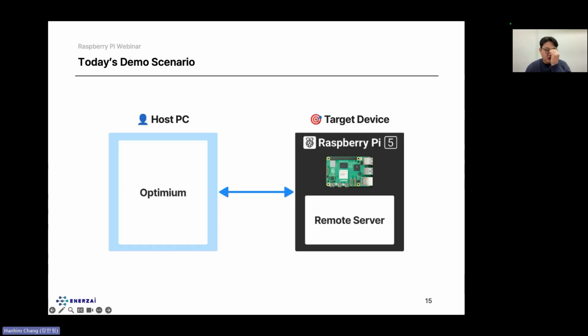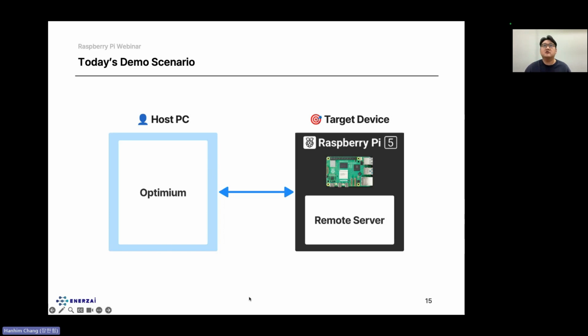So finally, I'll just briefly run through a demo on how you could optimize models using Optimium. The demo scenario is illustrated here in the slide. I'll use my host PC where Optimium is already installed and remotely connect to the target device, which is Raspberry Pi 5 in this case. Basically, the remote server is pre-installed within our Raspberry Pi 5, which we will be using for today's demo.